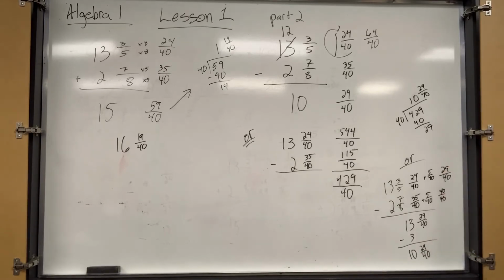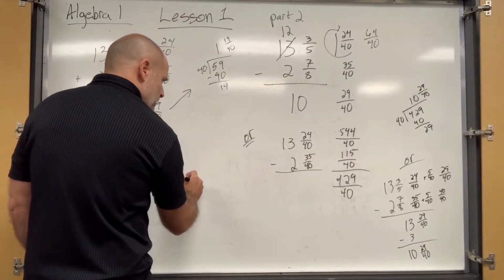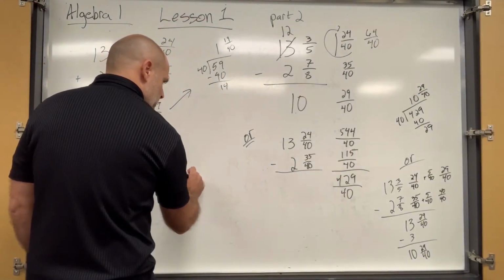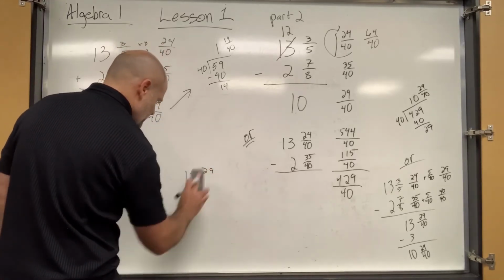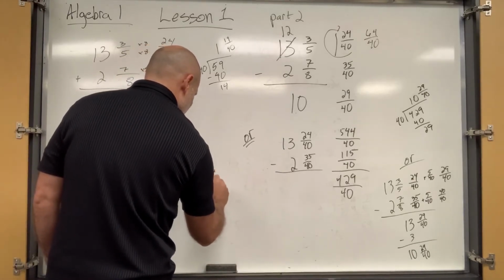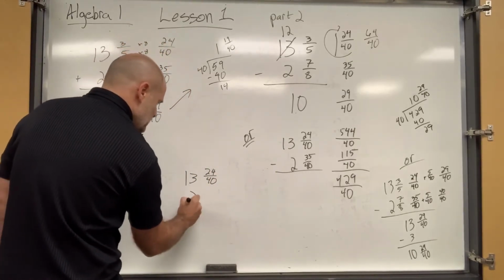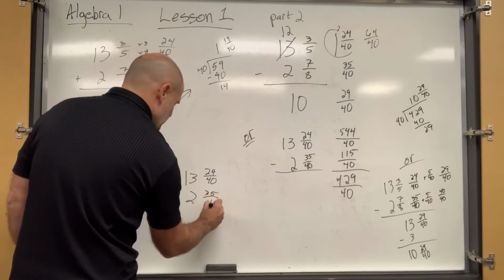Now, I made it a little overcomplicated, but basically once you're at this place right here, where am I? 13 and 29/40. Oh wait, 13 and 24/40, and minus 2 and 35/40.